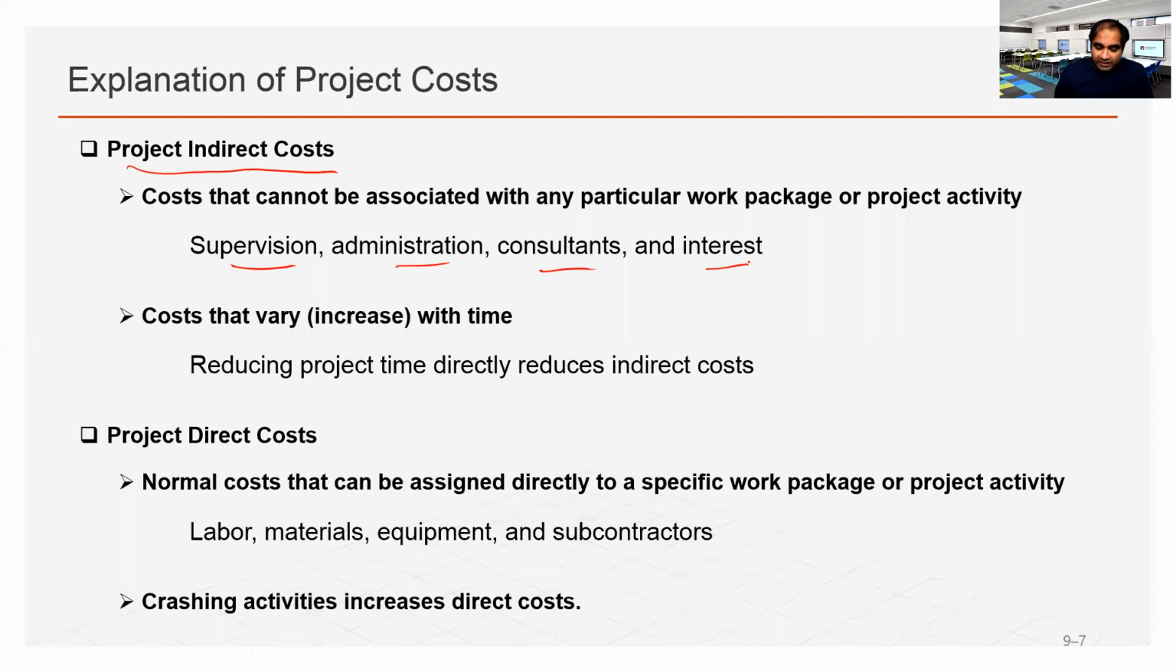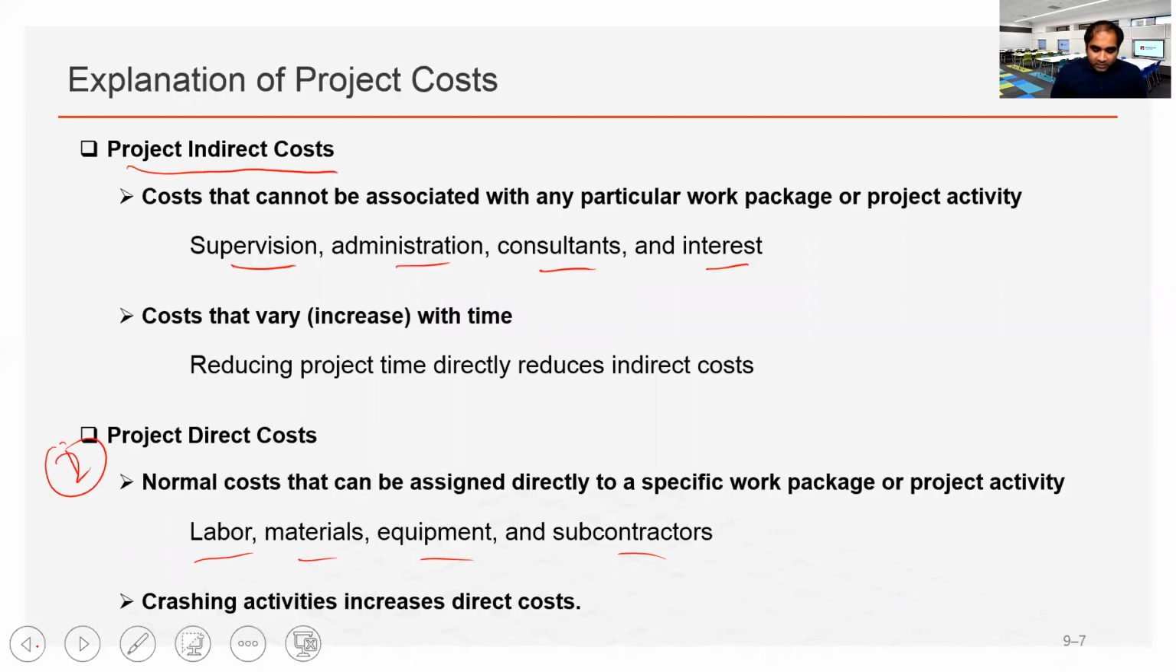These are the costs that, with the project duration, the indirect cost has a very linear increase with the overall project duration. The longer the project duration, the indirect cost increases at a linear rate, right? And another type of cost we can see is a direct cost that includes labor, materials, equipment, and any other subcontractor.